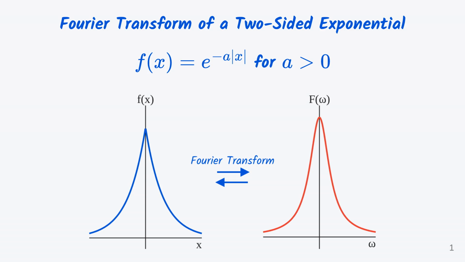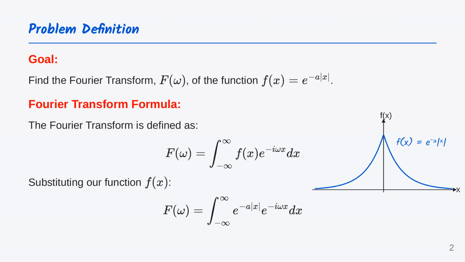Today we are going to find the Fourier transform of a really interesting function called the two-sided exponential. Our main goal is to find the Fourier transform, which we call F of omega, for our function f of x. If you look at the graph, you can see exactly what this function looks like. It has a sharp peak right at the origin and then decays symmetrically on both sides, creating a really distinctive shape. Let's dive in and see what its Fourier transform looks like.